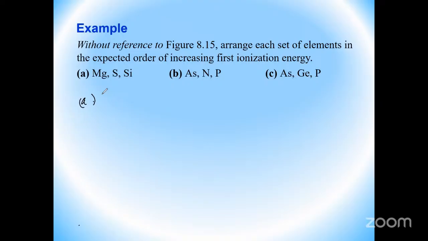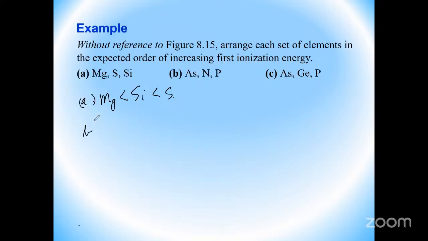Which of these three would you expect to have the lowest ionization energy? And they're in the same period. The lowest, exactly. It's magnesium first. Okay, what's the next in line? Silicon. Silicon, and then sulfur will be the end. Right, okay. That's very good.